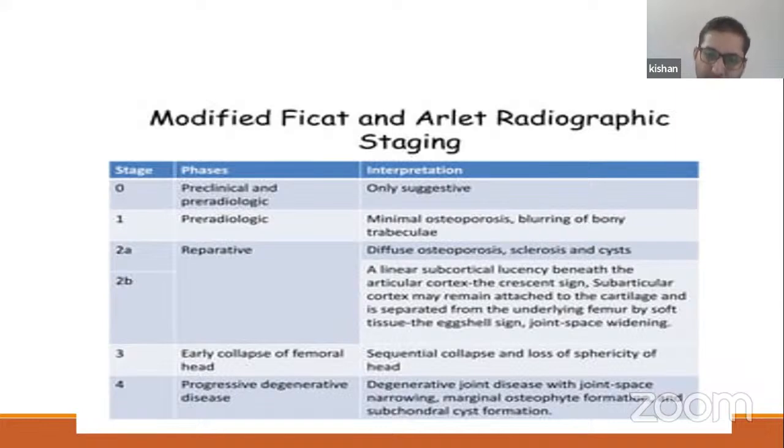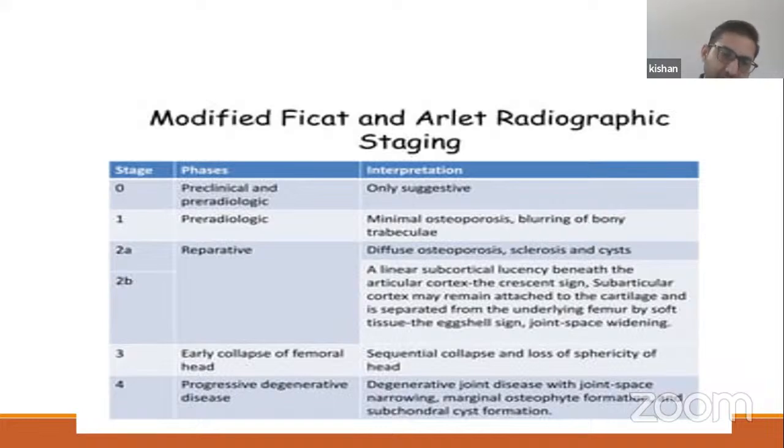In stage 2B, when it progresses, we can see a linear subcortical lucency beneath the articular cartilage of the femoral head. The crescent sign is typically pathognomonic in the MRI, and we can start seeing these changes in the X-rays at this stage, stage 2B. The subarticular cortex may remain attached to the cartilage, but it is separated from the underlying femoral bone by soft tissue, with axial side and joint space widening.